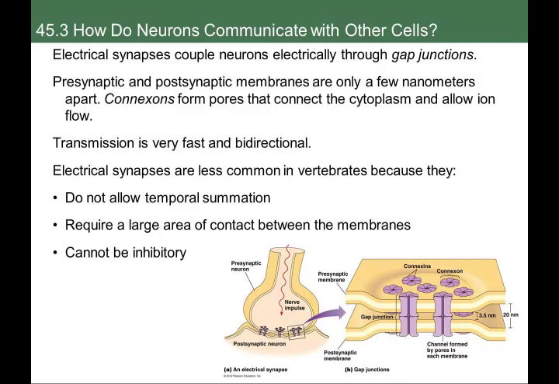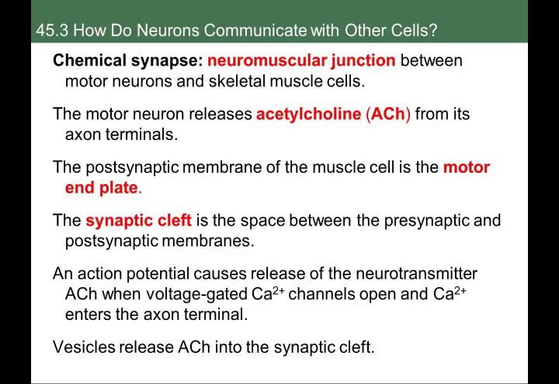Again, the pre- and postsynaptic membranes are only a few nanometers apart. These very important molecular pores called connexons form a connection point between the cytoplasm of two cells and allow ion flow. Transmission is extremely fast, but it's also bidirectional. Electrical synapses are less common because they don't give you a lot of the regulatory power you see in a chemical synapse. There isn't temporal summation, you need a lot of contact area, and they are always excitatory. They cannot be inhibitory.